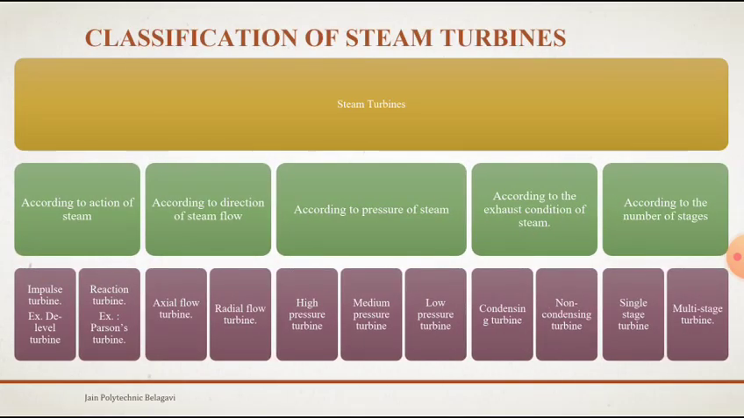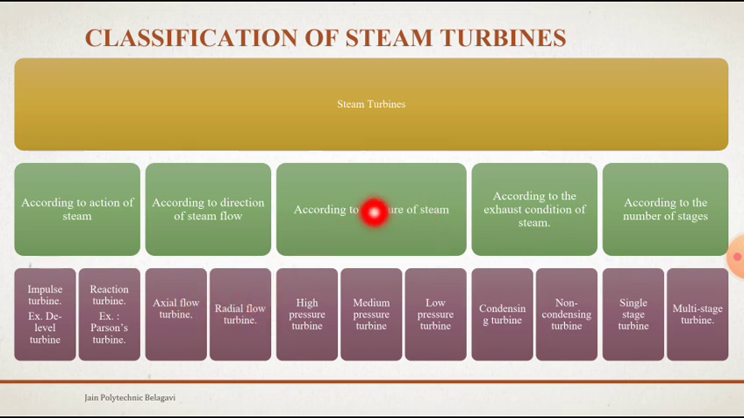So here we'll see the classification or types of steam turbine. These steam turbines are basically classified according to the action of steam, that is, how the steam is made to impact on the blade. Under that, it is categorized as impulse turbine and reaction turbine. According to the direction of steam flow, how it is made to flow, it is axial flow turbine or radial flow turbine.